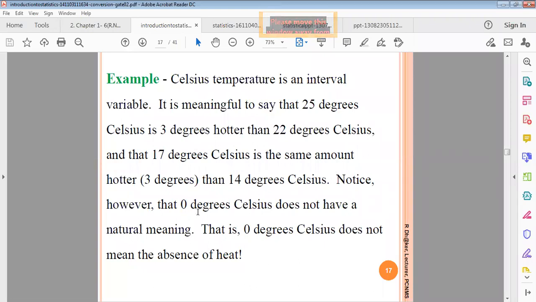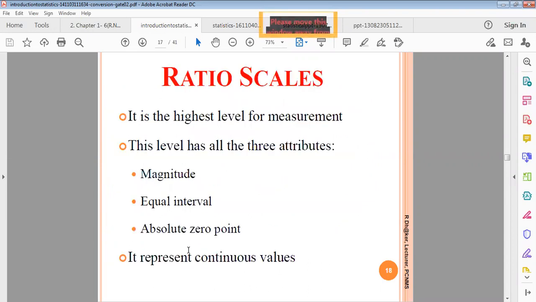So notice, however, that 0 degrees Celsius does not have a natural meaning. The 0 degrees Celsius does not mean the absence of heat. There is actually heat, but 0 degrees centigrade means what? Ice. 0 degrees centigrade actually means the temperature of ice.